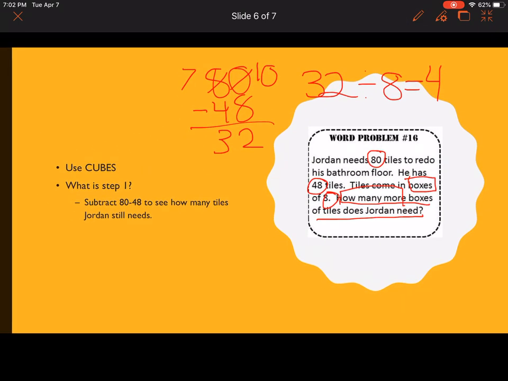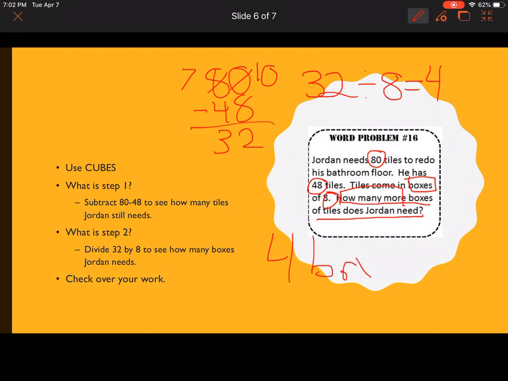Now let's zoom back out. We got step 1, we got step 2, and now we need to check our work. 4 boxes of tiles. 4 boxes. And I could reverse this and do 4 times 8 is 32, and 32 plus 48 is 80.